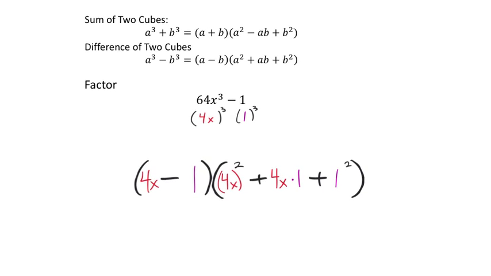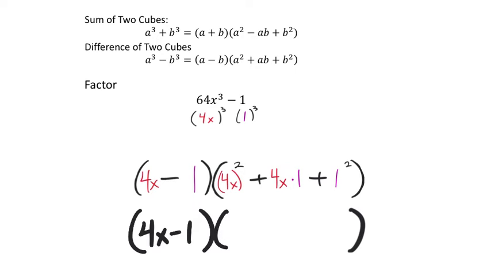So let's simplify that a little bit. Not the 4x minus 1, right? That's going to have to stay. But some of the rest of this stuff needs to change. The pluses aren't going to change. But yeah, 4x to the power of 2. You've got to square both of those. So 4 to the power of 2 is 16, and then x to the power of 2 is just x squared. So that's my first term there. 4x times 1 would be just 4x. And then 1 to the power of 2 is just 1.